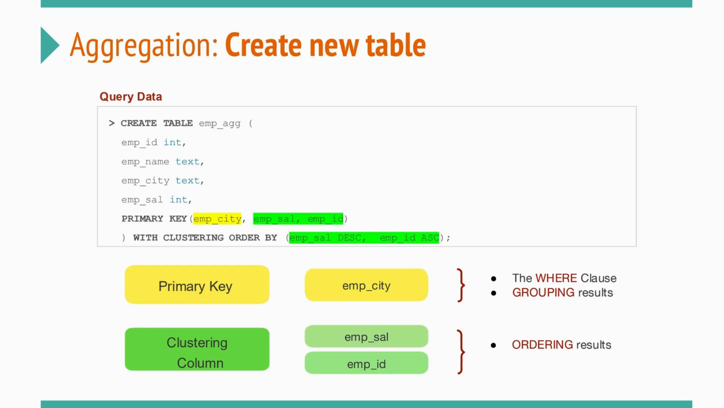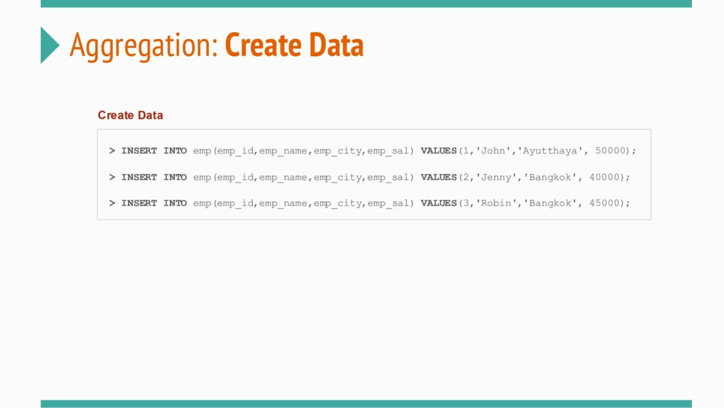The clustering columns are emp_sal and emp_id, which means that within each city, employees will be sorted first by salary in descending order and then by their ID in ascending order. This is our ordering key. We then insert the employee data into our new aggregate table.